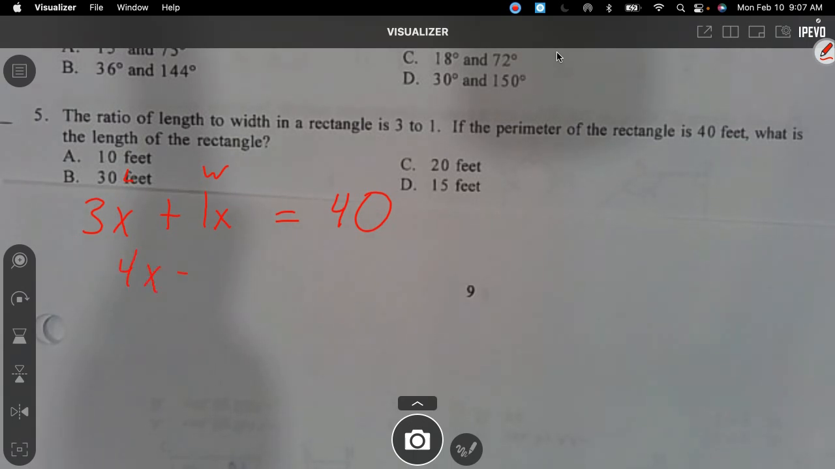So I get 4x equals 40, then what? Divide by 4, which is 10. X is 10, and then you would plug it in. What is it asking for? What is the length? It is 3 times 10, so 30. I guess so. Is that what I told y'all the answer was the other day? That's just really weird.